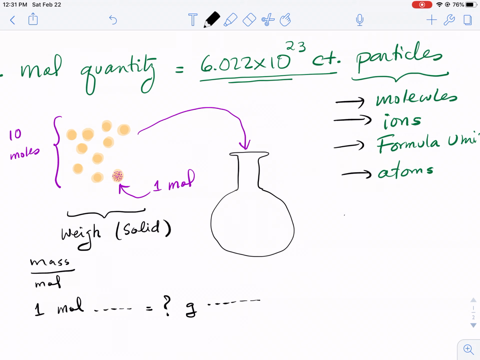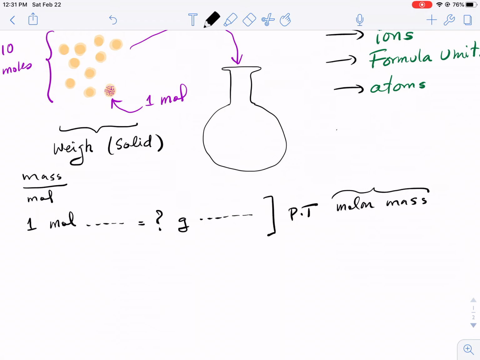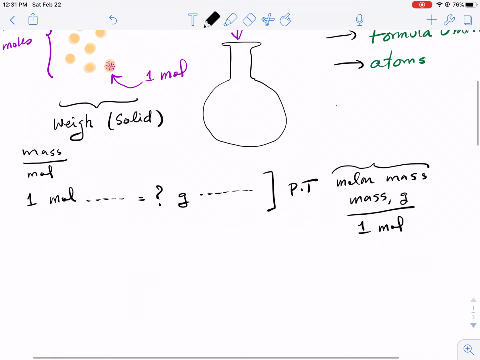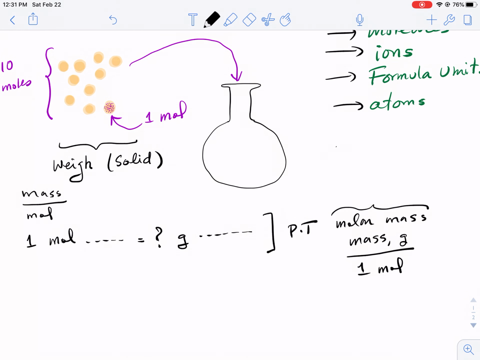And so what we do is we refer to the periodic table, and we typically take our molar masses. So this important terminology of molar mass is essentially mass in grams per 1 mole of substance. So we use the molar masses and we weigh the substance, and the weight of the substance correlates to so many moles of the substance.